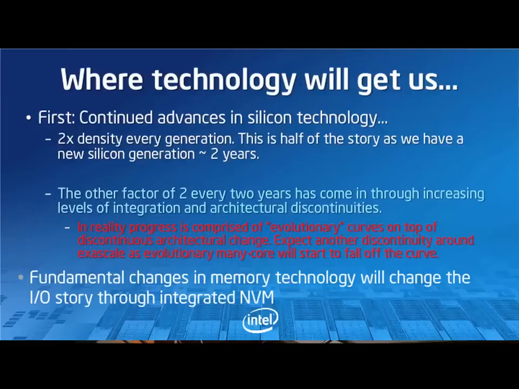So Blue Gene was an example of that, going to a low power core, and going from tens of thousands to hundreds of thousands. But what we see is that that will continue, and there's another discontinuity coming as well in memory technologies, which will change the I/O story through integrated non-volatile memory.